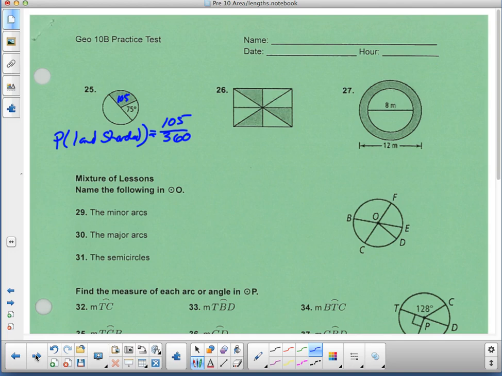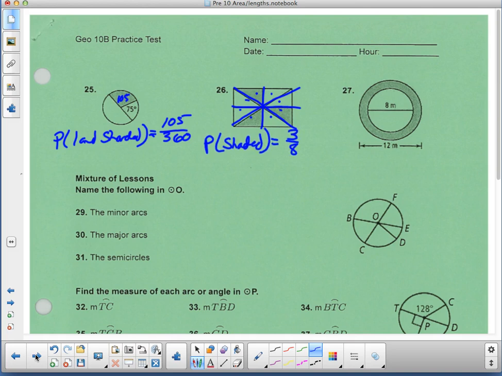Now, in this rectangle, these are all split up evenly as we go through. So I have, once again, 1, 2, 3, 4, 5, 6, 7, 8 triangles that are identical. So I got 3 out of 8. The probability shaded is 3 out of 8.